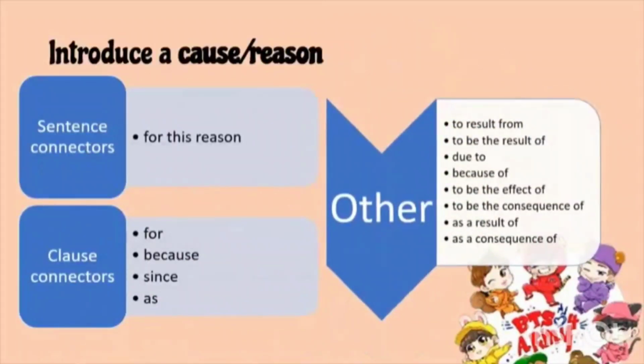To introduce a cause or reason, we are going to use the following connectors. For this reason, for, because, since, as. The result from, to be the result of, due to, because of, to be the effect of, to be the consequence of, as a result of, as a consequence of.